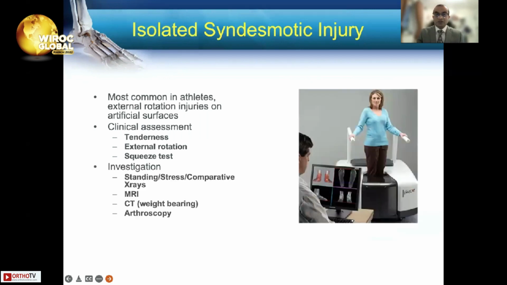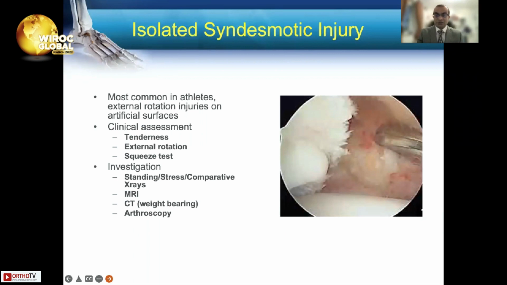syndesmosis. You may wish to do further investigations like standing x-rays, comparative x-rays with the opposite side, or even stress radiographs. MRI scans would reveal ligament injuries, and the CT scan, especially if you can get a weight-bearing CT, would show findings similar to the X-rays, but to a much better definition. Arthroscopy can be used in certain cases where there is subtle instability, especially in elite athletes.